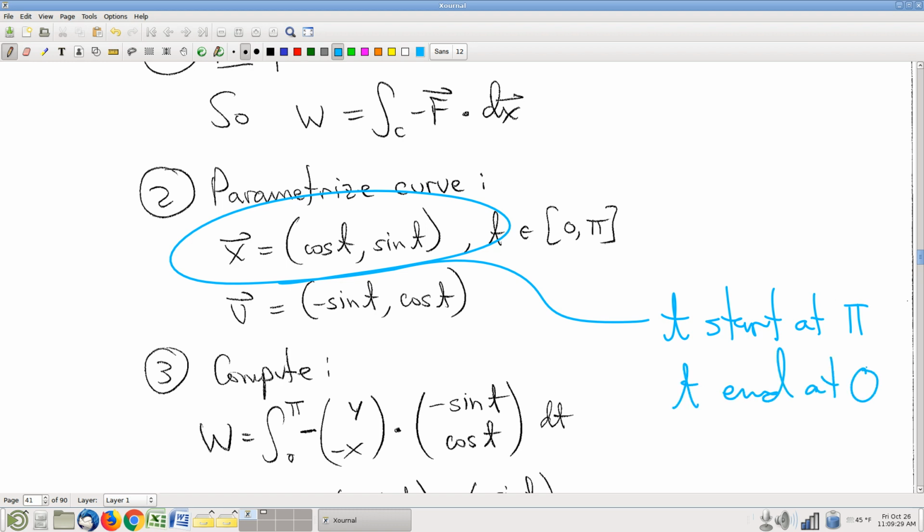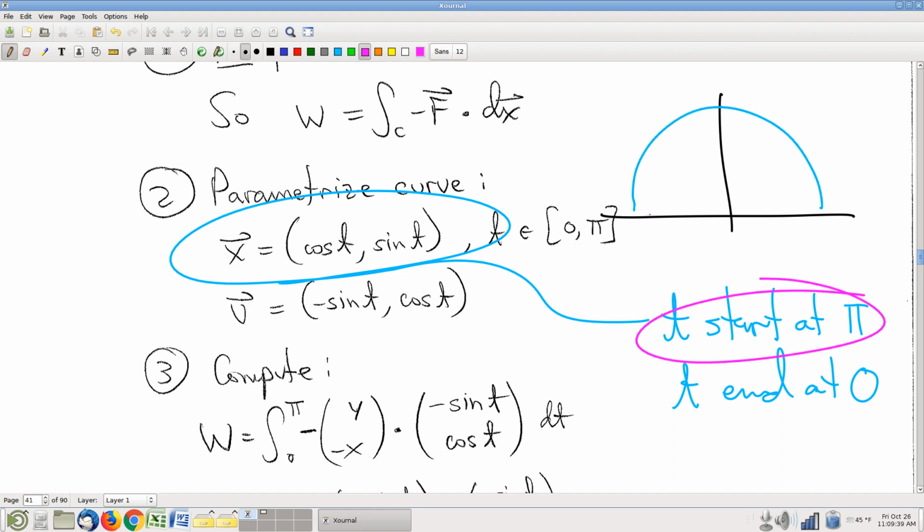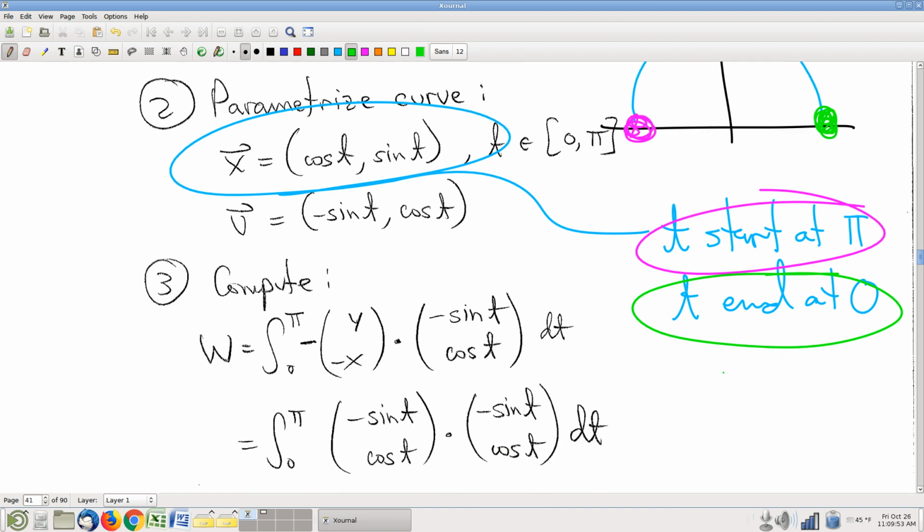And the rationale is that, look, I parameterized the curve. There's the curve, and I want to start here. Well, that's where t is pi, and then I want to end here. That's where t is 0. So t goes from pi to 0, and then you write down this integral, except instead of from 0 to pi, you write down pi to 0, and then calculate from there. Now let me explain why I don't like that.